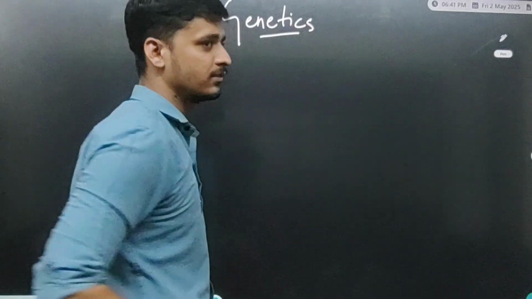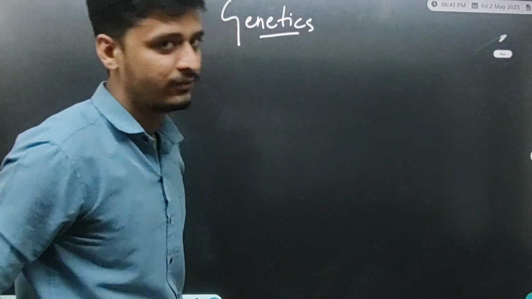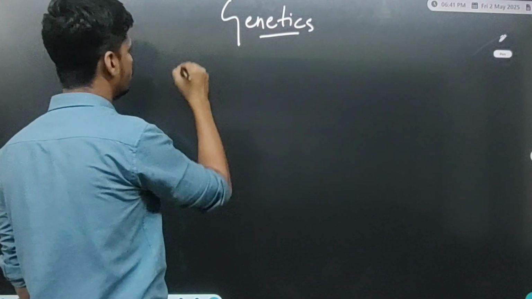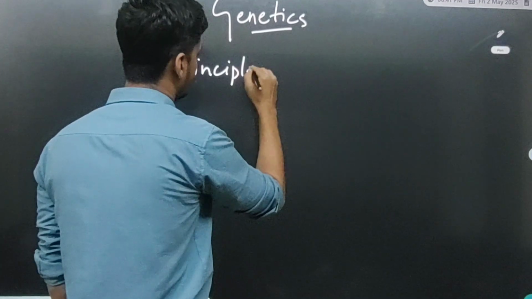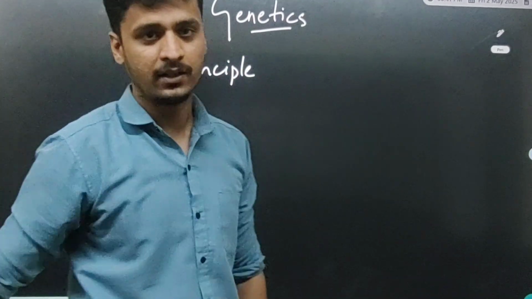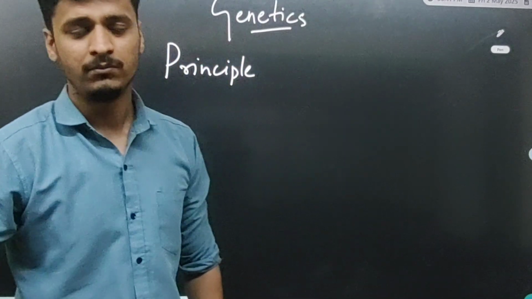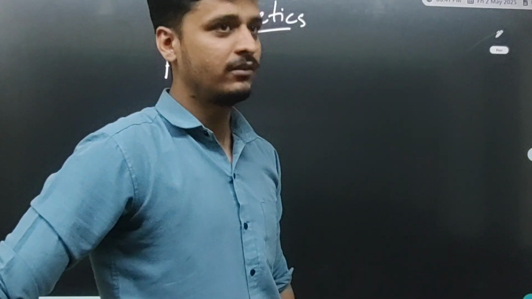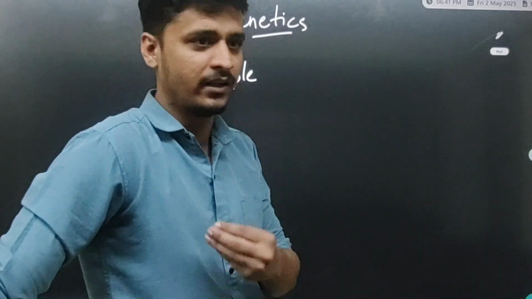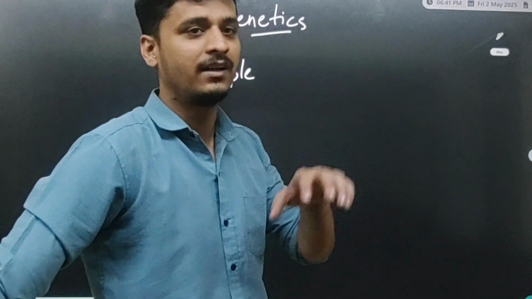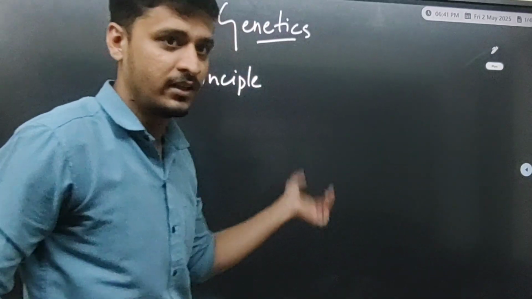So genetics is the principle and mechanism of heredity and variation. Okay, so we all know children, offspring, they differ from parents, right? And the thing which makes them differ, that is genes or DNA, right? The study of those genes and that DNA is known as genetics.